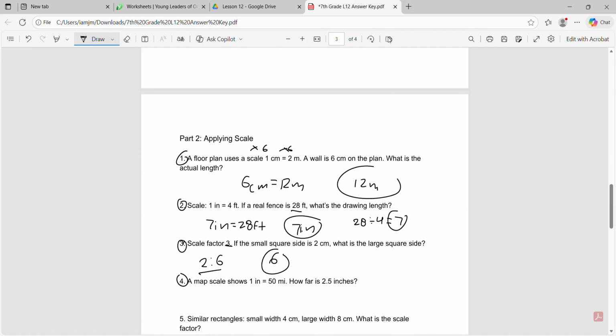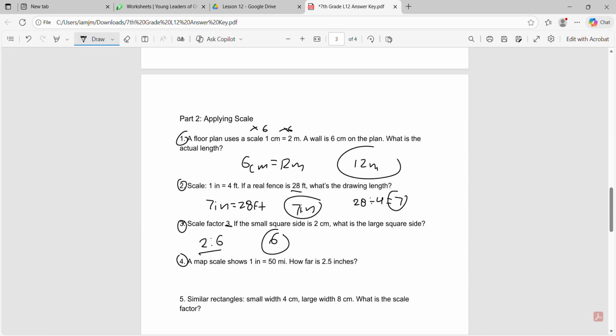A map scale shows 1 inch is equal to 5 miles. How much is 2.5 inches? If we were to find out, we will have to divide 1 by 2 to get 0.5 inches. If we divide one side, we also have to do it to the other side. So you get 50 divided by 2, which is 25 miles.